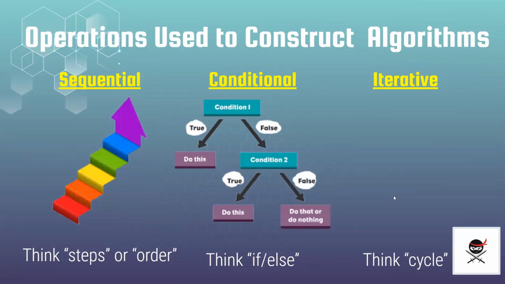Additionally, we can use iterative operations. When you are given a set of instructions that will be repeated, each time you finish the same set of instructions, you finish an iteration. And when you do the cycle again, you are doing the next iteration.